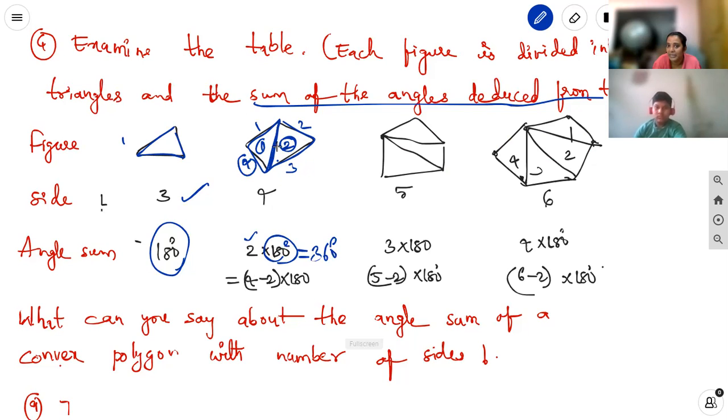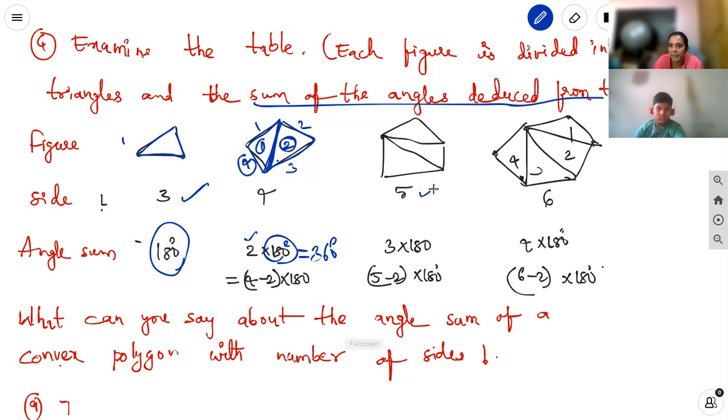Within the 4 sides we can make two triangles. So 4 minus 2 equals 2, we are getting the two triangles. Why? Because two triangles are there, so we can convert into the number of sides. 4 minus 2 into 180 degrees.